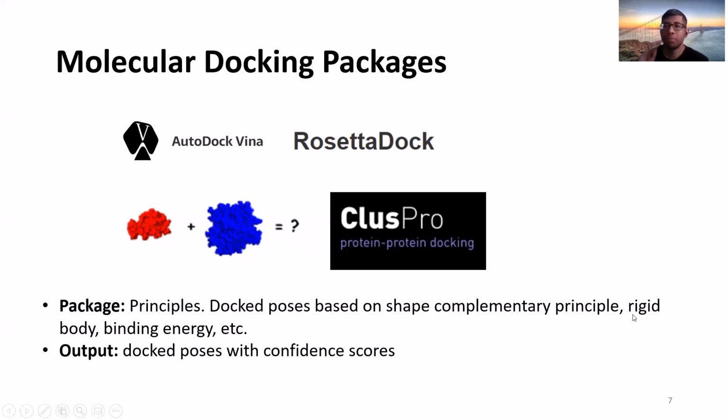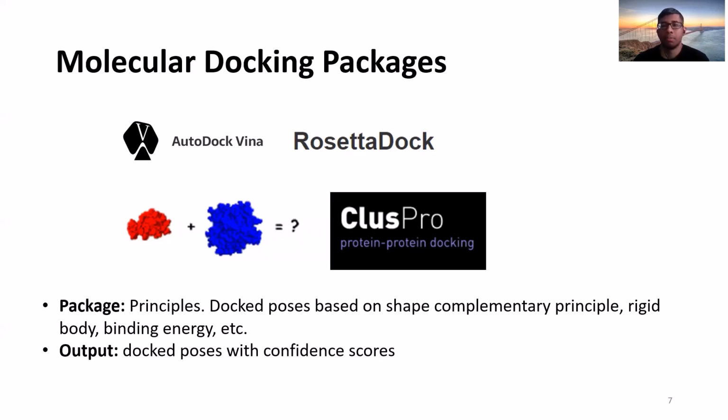And in some software, they use the rigid body principle, where they keep one protein fixed and then create a 3D grid around the protein, and the other protein is put on different coordinates on the grid to see which pose is energetically favorable. And some also use other thermodynamic or biochemical parameters like binding energy. And the output is you get 10, 100, or thousands of docked poses with confidence scores, and you start with the structures with the good confidence score.